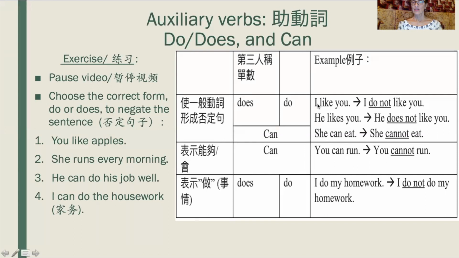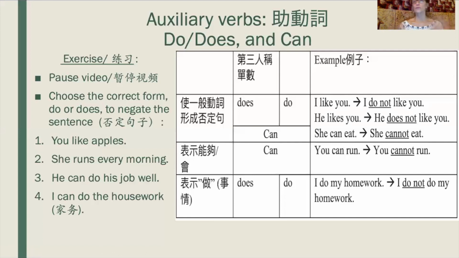So I and you take do. When you're changing it, it takes do. He, she, or it takes does. So I like you, I do not. This is like 不喜欢, but it's I do not. You say do not instead of one word, 不 or 没有. Those are the ways that in Chinese you turn something to a negative.